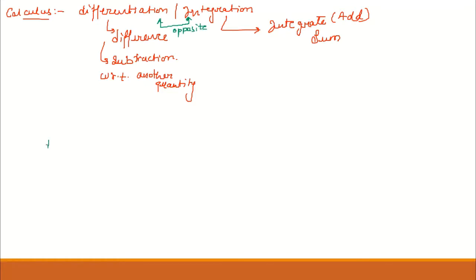It means if I have any differentiation, and I want the original number, I will integrate it. Let's suppose the differentiation of x is x dash, then the integration of x dash will be x. We can say it like this.